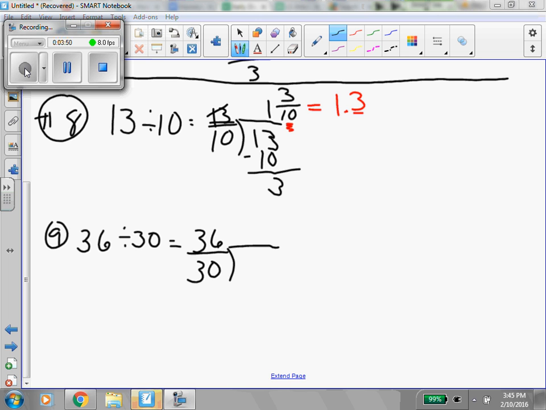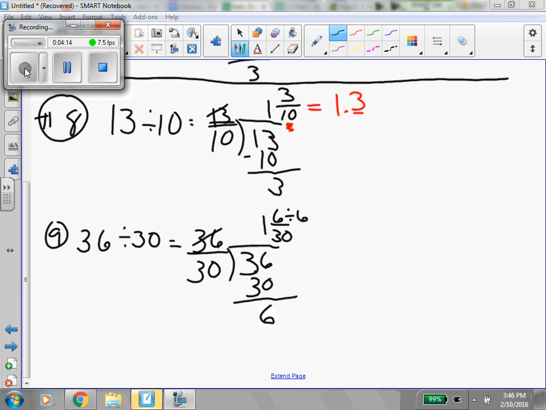So we put 36 in the division hut. How many 30s are in 36? There are 1 and 6 30ths. Now, I need to turn that into a decimal. It's harder to do it when we're looking at it this way. So what we're going to do is we are going to simplify this. This is what's going to make it a little bit trickier for this particular one.